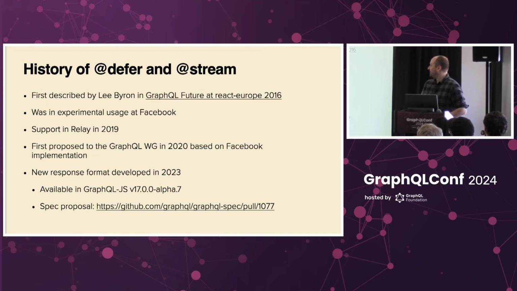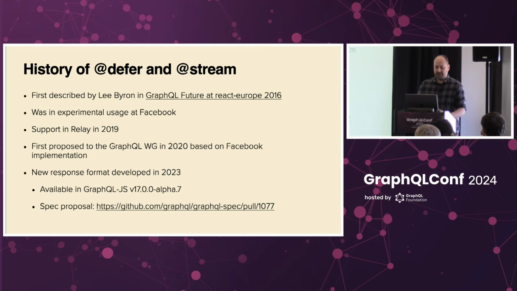So going back to the history, defer and stream has been talked about for a long time. Lee Byron did a talk way back in 2016, and his talk was about a few different ideas for new features for GraphQL. Defer and stream were in there. And when I saw that, I was interested in defer and stream. I saw how it could solve a lot of challenges we saw writing GraphQL at 1stDibs. But there wasn't really a lot of movement on it for a while. We heard that Facebook was experimenting with it internally, but didn't really see anything happening outside of Facebook.